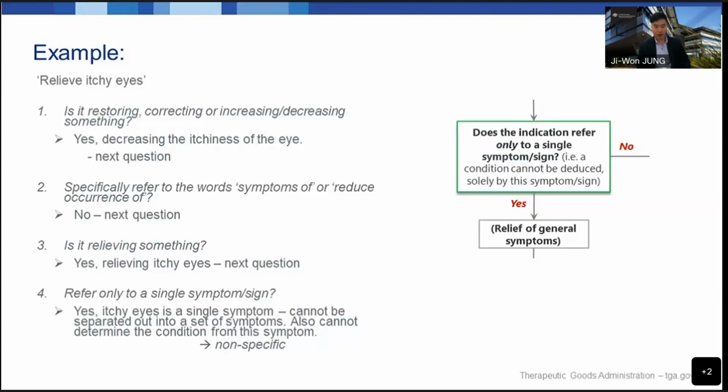Is it referring only to a single symptom or sign? Or can you tell what condition it is simply from this single symptom or sign? The answer is yes, because it is referring only to a single symptom or sign. So as you cannot determine what condition it is from the single symptom, this will be considered to be a non-specific indication.